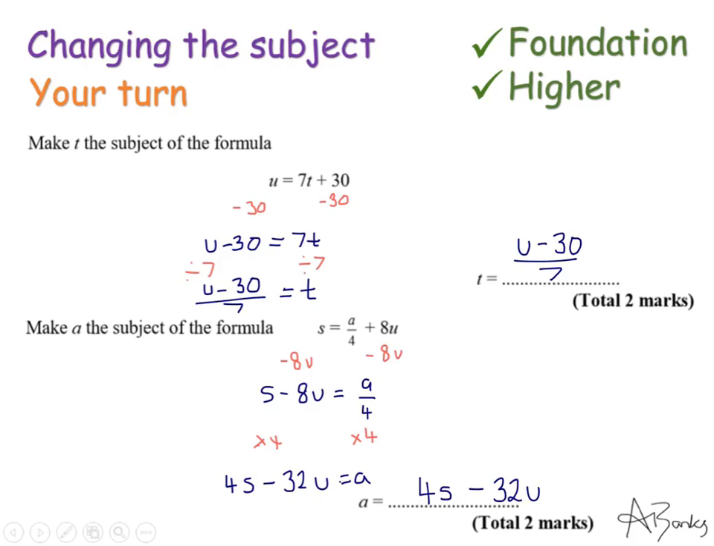Here's the full worked solution. In the first example you should have taken away 30 from both sides and then divided by 7. Again we just write this as a fraction. In the second one you should have minused 8u first from both sides, and then to get rid of this fraction, we multiply by 4. You could have put this in brackets or just multiplied each term by 4, so we get 4s take away 32u, and that's what a is.